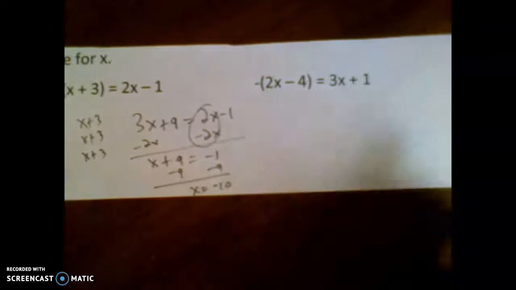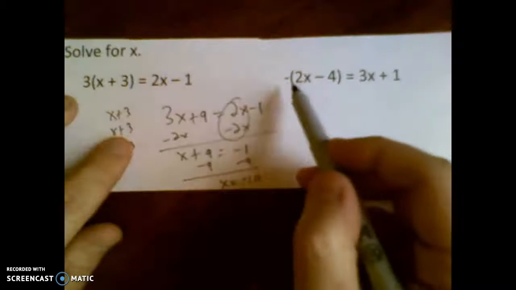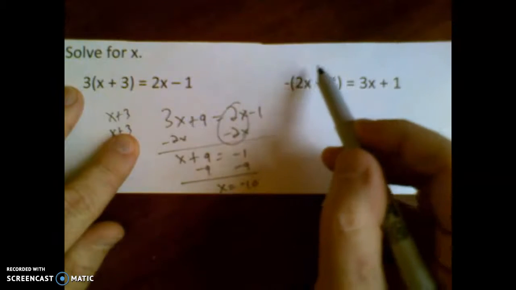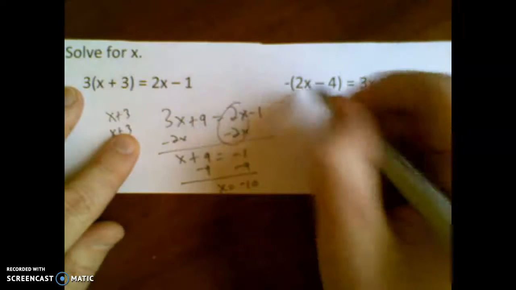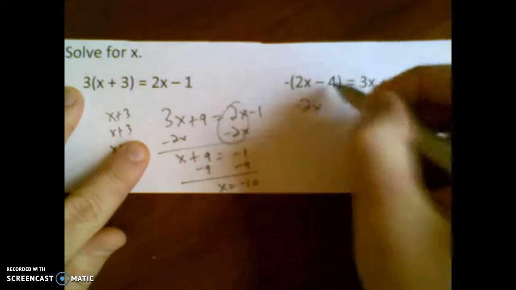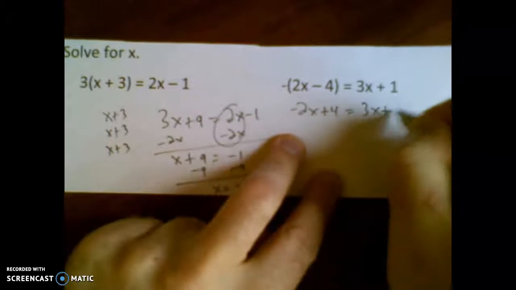For the second one, we are distributing not a number, but just a negative sign. This you want to think of as the opposite of both of those values. So we don't have 2x, we have a negative 2x. And we don't just have minus 4, we do the opposite of that. Turns into a plus 4, equals 3x minus 1.